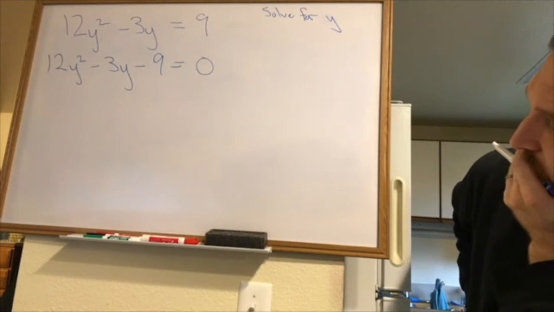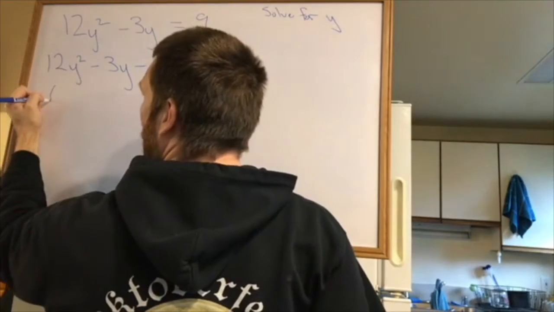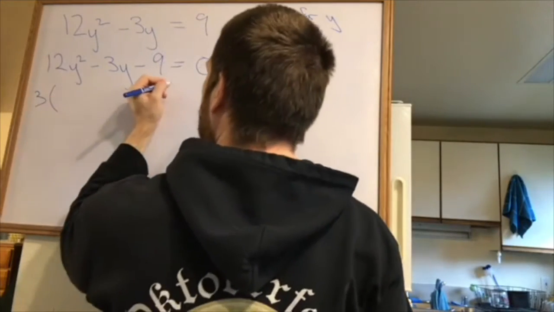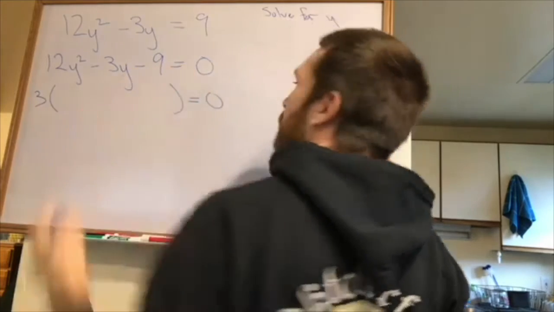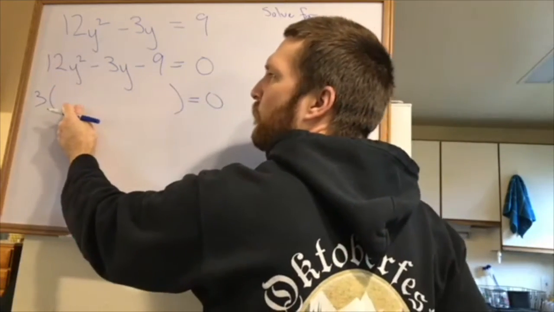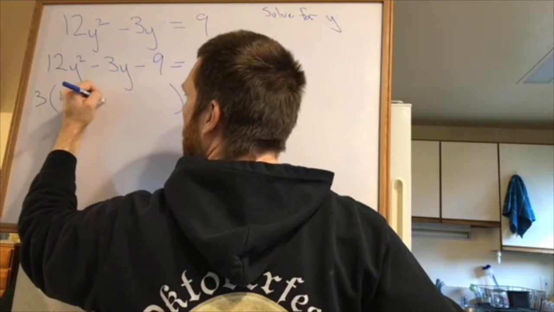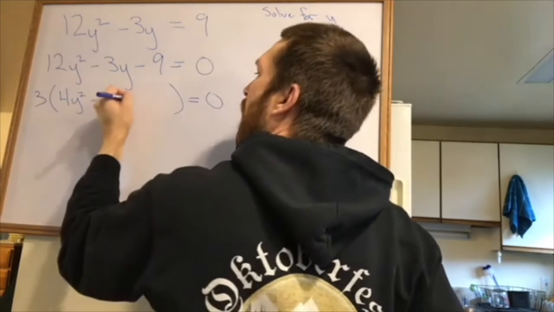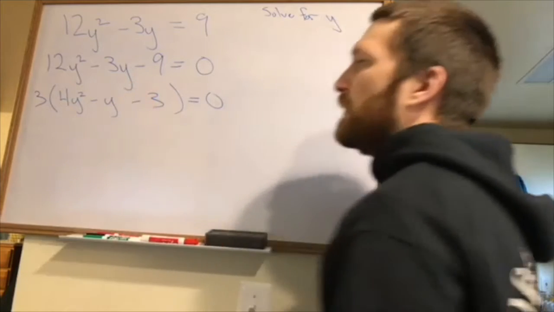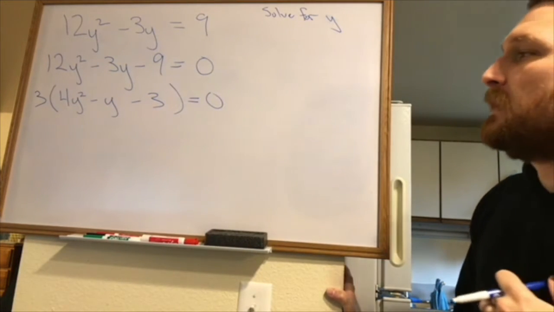You can factor out a 3. Yes, we can factor out a 3. So I'm going to write my 3 right here, give myself some space, write a 0. And now what do I write here in the first place? 4y squared. Good. Minus y minus 3. Okay, now we have some options, right?